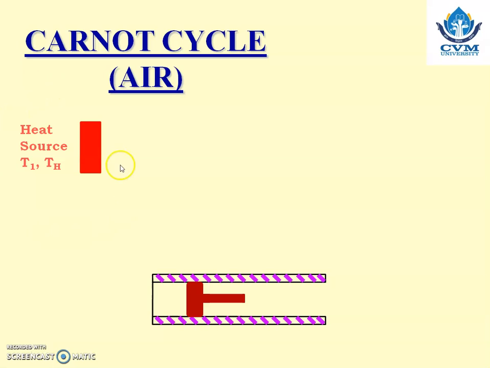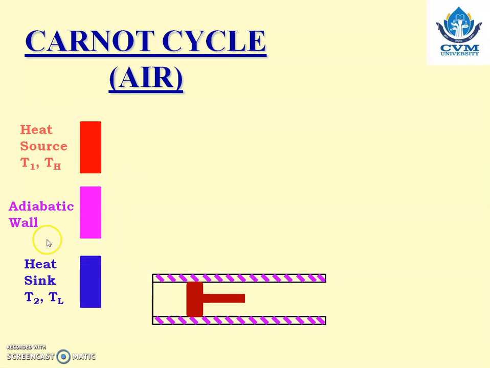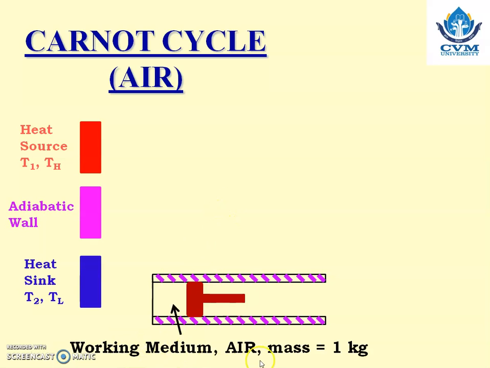It means piston movement is frictionless. There is a heat source which is at temperature T1 or TH. There is an adiabatic wall and there is a heat sink which is at temperature T2 or TL. So these three elements of a heat engine we have already studied in our previous lecture. And the working medium, that is air, considered as an ideal gas, is filled inside the cylinder, and the mass of that air is 1 kilogram.